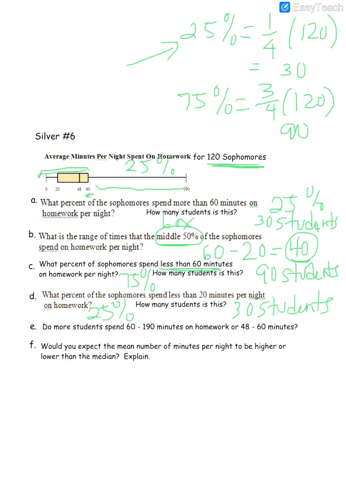Would you expect the mean number of minutes per night to be higher or lower than the median? So mean is the average. So the median is 40. So let's take a look at this data. Do you notice that it is skewed or is it symmetric? So I think it is skewed.